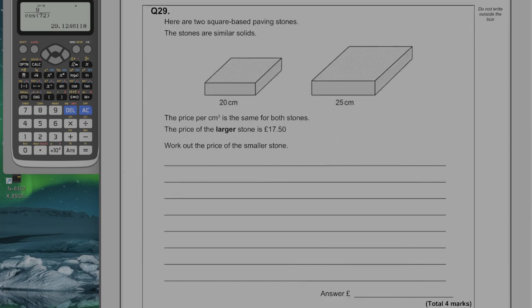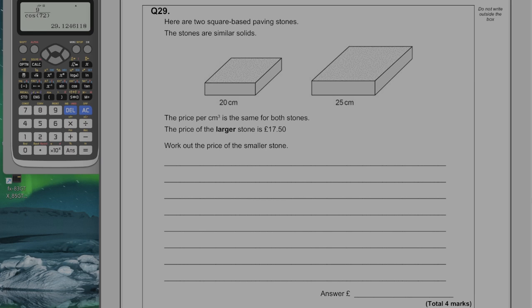Right, question 29. Here are 2 square paving stones. The stones are similar solids. So that means that we've got a constant scale factor between them. The price per centimetre cubed is the same for both stones. The larger one is priced at £17.50. Work out the price of the smaller one.